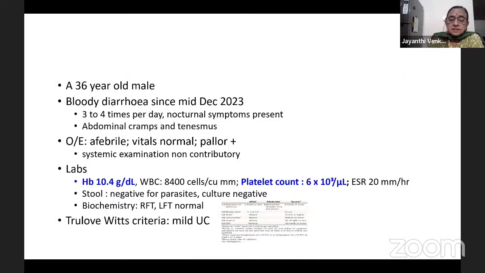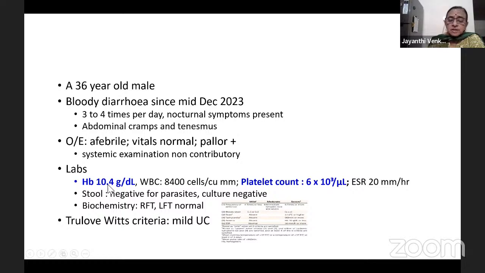So let us take the first case, a common case that one comes across in our day-to-day practice. A 36-year-old male with history of bloody diarrhea since mid-2023, passing 3 to 4 times per day with nocturnal symptoms, with abdominal cramps and tenesmus, which is very classical of ulcerative colitis. The tenesmus and incomplete evacuation is very classical of IBD. And this patient was afebrile. There were no systemic symptoms, except for a mild pallor.